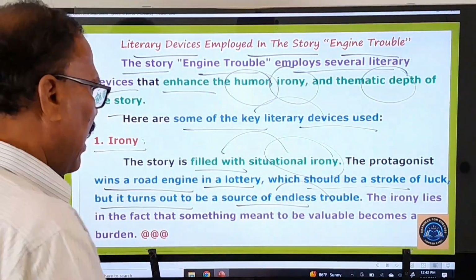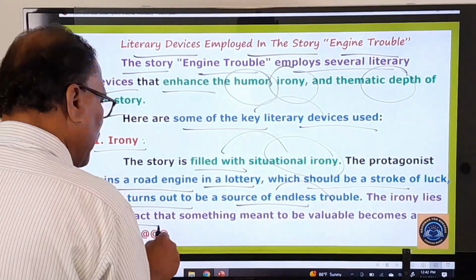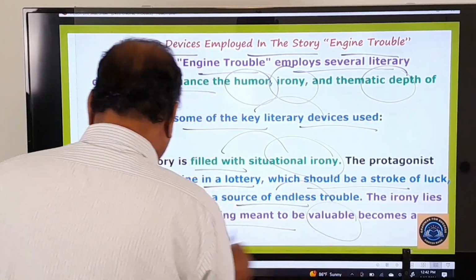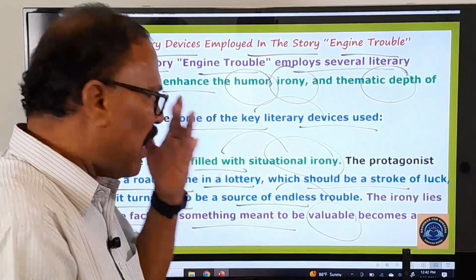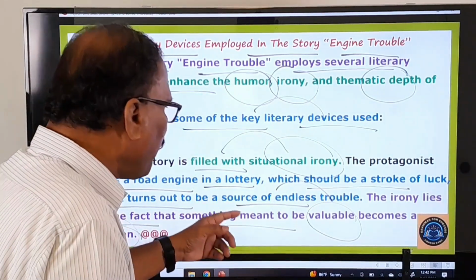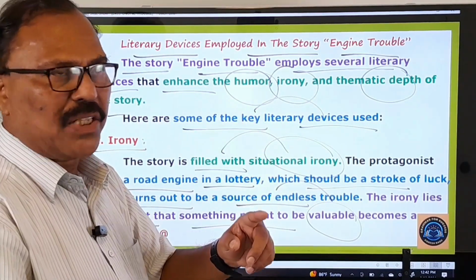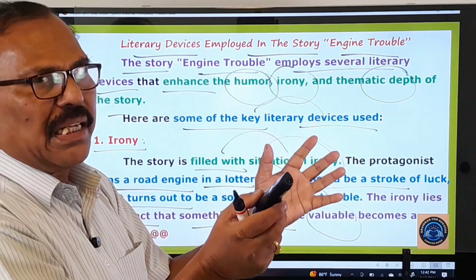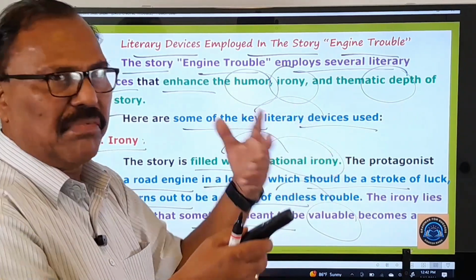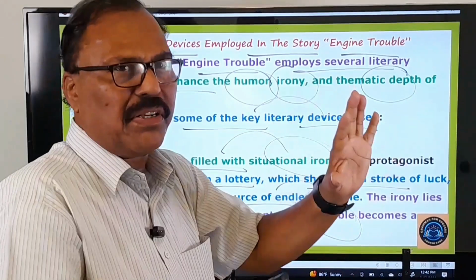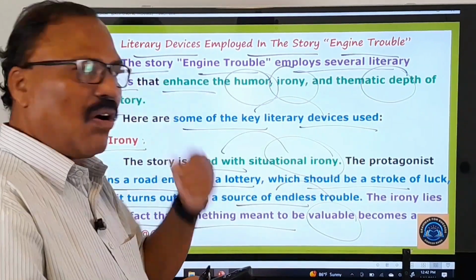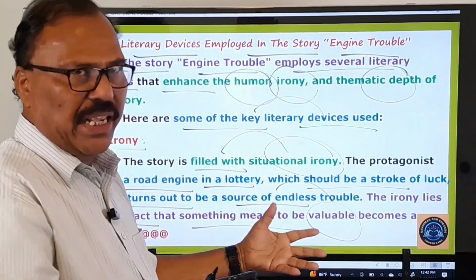That's all the irony. And the irony lies in the fact that something meant to be valuable becomes a burden. Where is the irony? The irony lies in that something meant to be valuable. Actually, the road engine is really a very costly, expensive one also. But of course, you cannot move it. That's a different matter. The road engine is really a costly one. So it is a valuable thing actually.